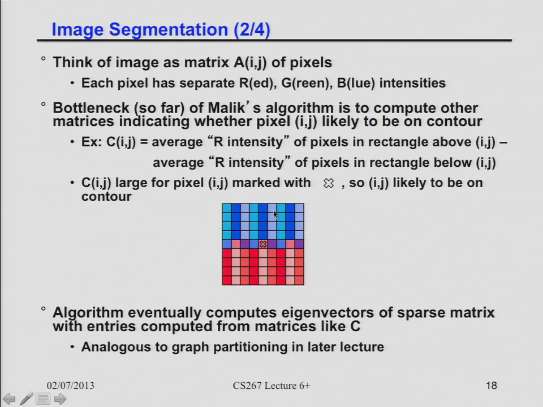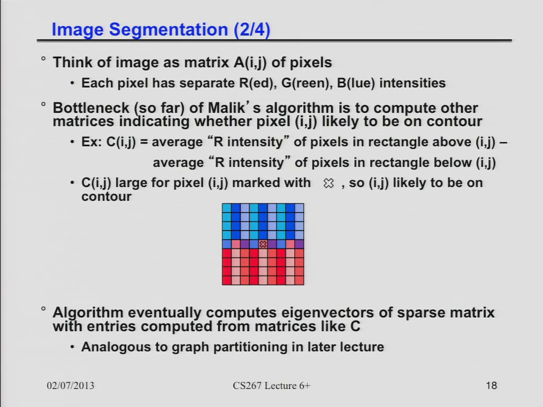And so here's a natural way to start. Let's look at that pixel with the X on it right there. What we're going to do is compute, let's say, the average red intensity of some box of pixels, 4 by 9 box of pixels above that point. Then the average red intensity of all the pixels below that point. Obviously this has a higher red intensity than that. And then we'll subtract them. And we will get a large number associated with that particular pixel.